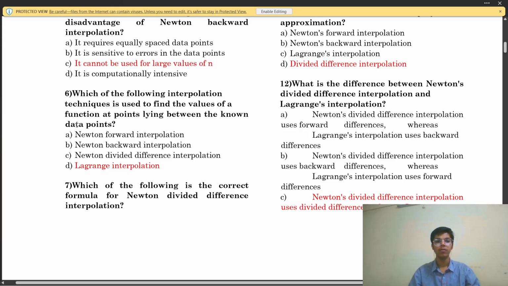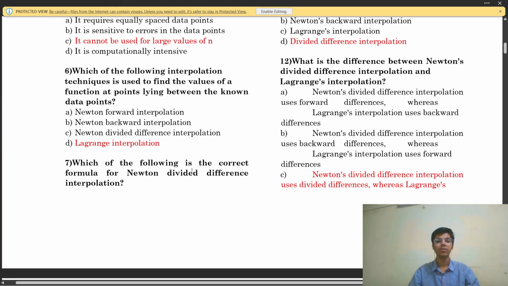Now in sixth question, it is given that which of the following interpolation technique is used to find the values of a function at points lying between the known data points? So the options are A, Newton forward interpolation, B is Newton backward interpolation, C is Newton divided difference interpolation, and D is Lagrange interpolation. So the correct answer is Lagrange interpolation.